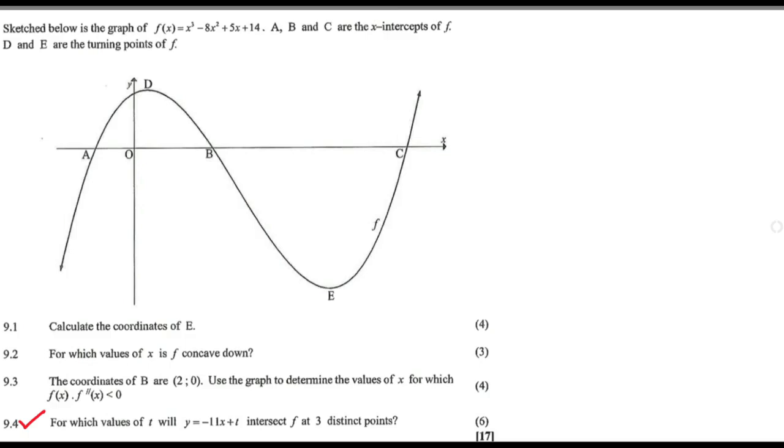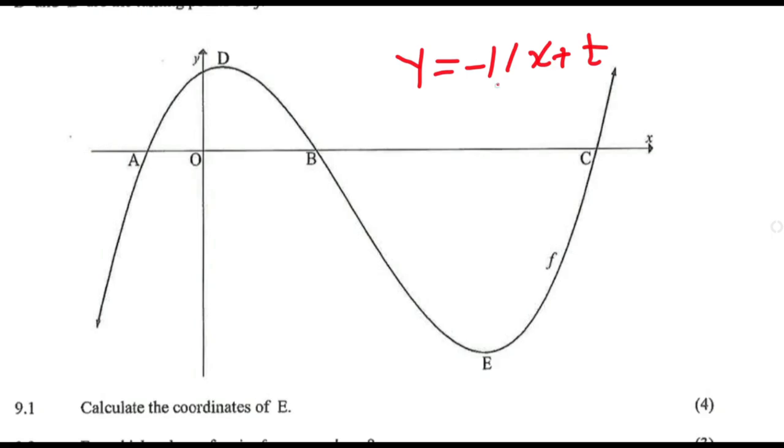9.4 says, for which values of t will y is equal to -11x plus t intersect f at three distinct points. I'll show you how to solve this question. Must remember, y is equal to -11x plus t. This is a straight line, and -11 is the gradient and t is the y-intercept, and obviously this is a negative gradient line, going from top to bottom.